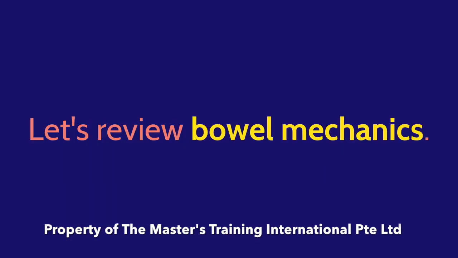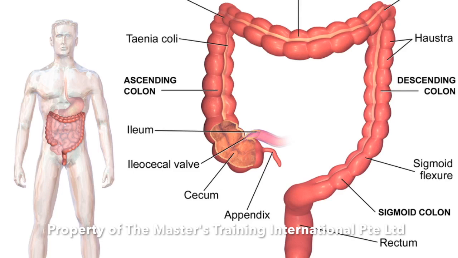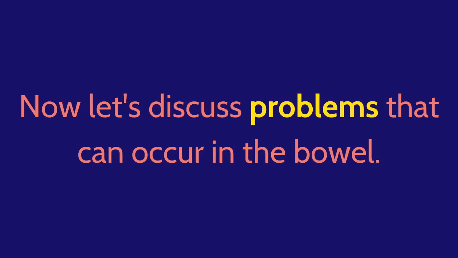Let's review bowel mechanics. The stool is formed in your body in the large intestine. The large intestine is located in the abdominal cavity just above the waist. As stool is formed in the large intestine, it moves down into the rectum, then is excreted through the anus.